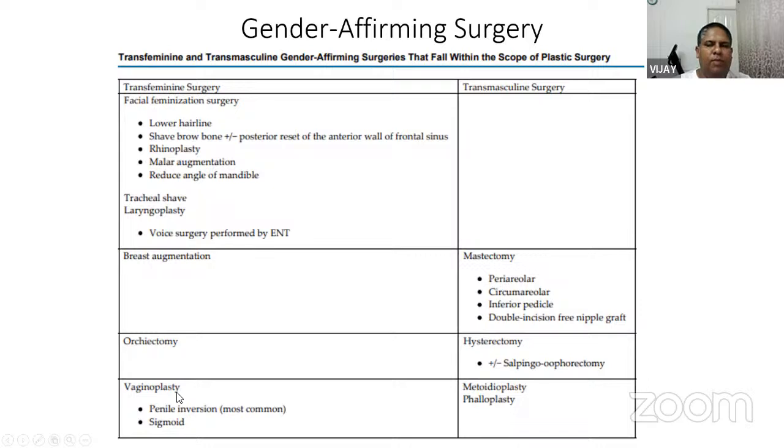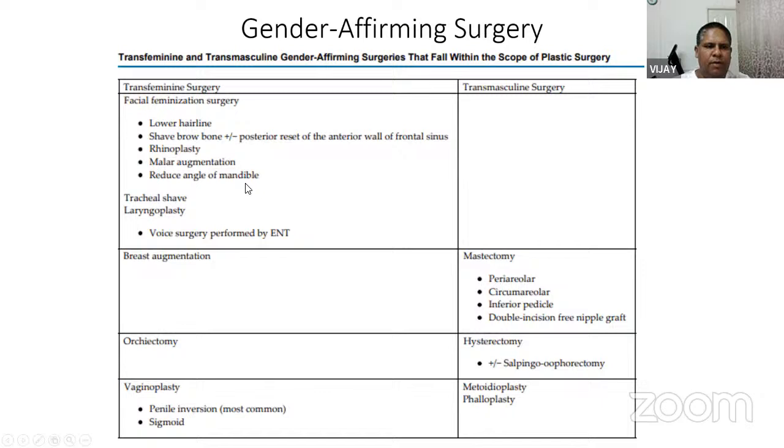The vaginoplasty can be done with the penile inversion technique, in which you do the penectomy and the same skin is kept as a vagina, or even a sigmoid colon can be used. In facial feminization surgery, you have to lower the hairline, shave the brow bone, and reset the anterior wall of the frontal sinus. You have to do a rhinoplasty to convert a male-like nose into female. Malar augmentation has to be done.